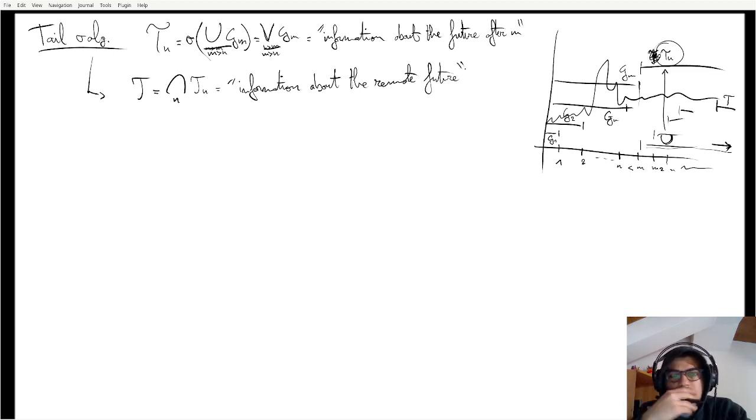So it is quite counterintuitive, because this sigma algebra is considering all the events which happen very late in time. It's like kind of reversing time, or reversing the point of view in which we study the process. Maybe it's more appropriate.